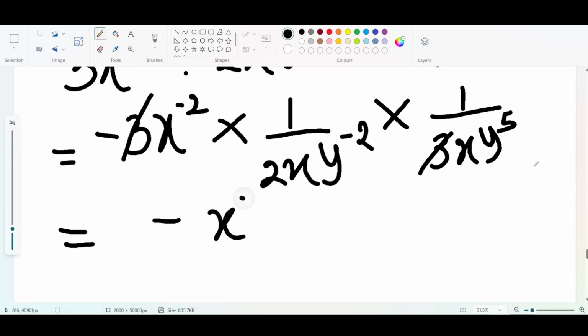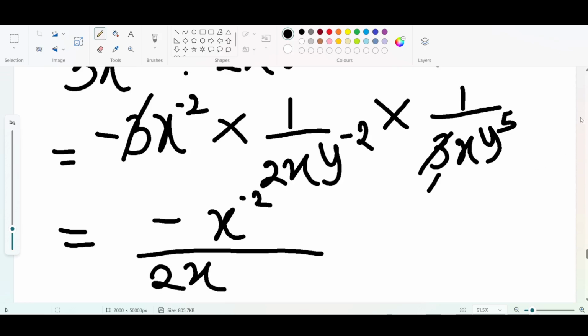Minus x raised to power minus 2 divided by 2 times 1. You know, this is 1 already. So it's going to be 2x. Now x times x, this is x raised to power 1 and this is x raised to power 1, and that's going to be x raised to power 2. Then this is y raised to power 2 because they are multiplying at the denominator level. So at the denominator level, they are multiplying. So y raised to power minus 2 times y raised to power 5 is going to be y raised to power minus 2 plus 5.